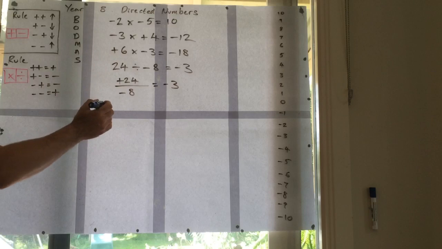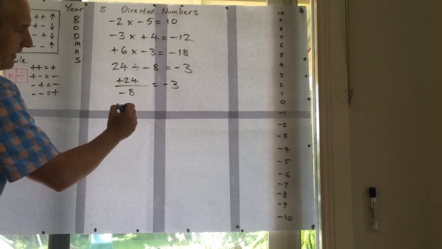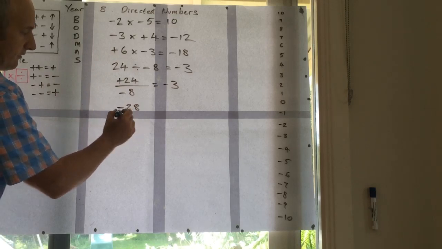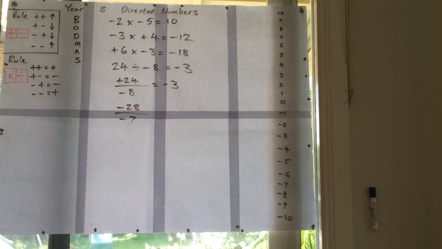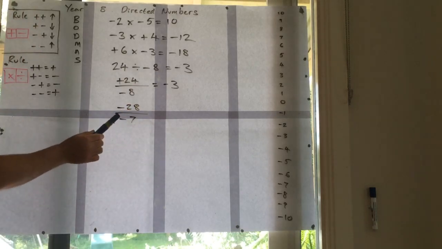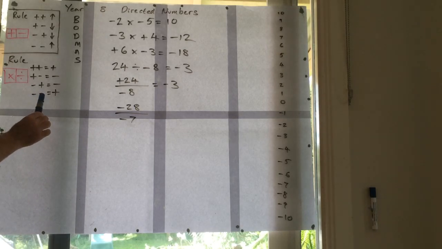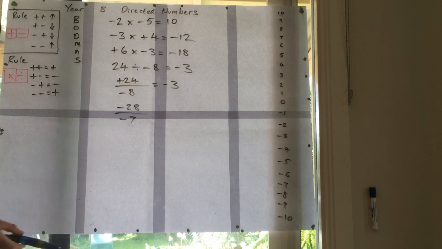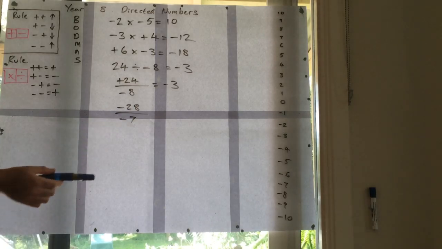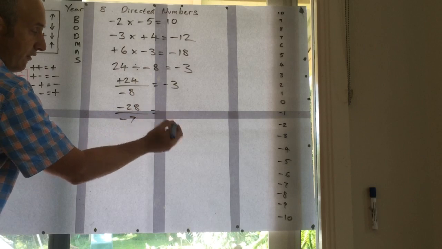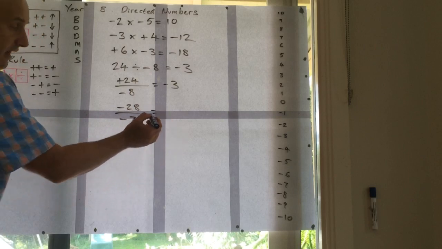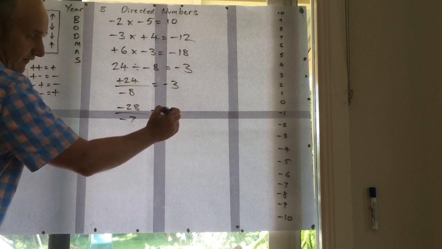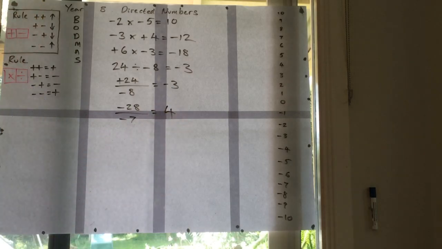While we're on that, let's try -28 divided by -7. What's a negative divided by a negative? It is positive, so we know the answer is positive. How many times does 7 go into 28? 4 times. So is the answer positive 4 or negative 4? The answer is positive 4. So we can put positive 4, or we can just write down 4 like that, okay?